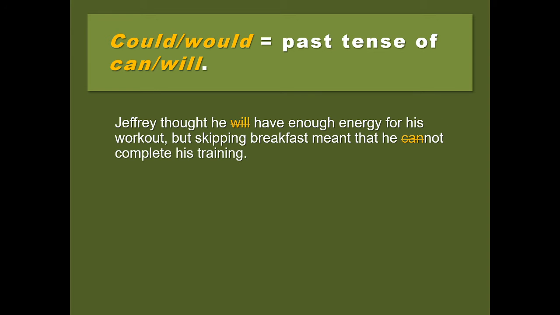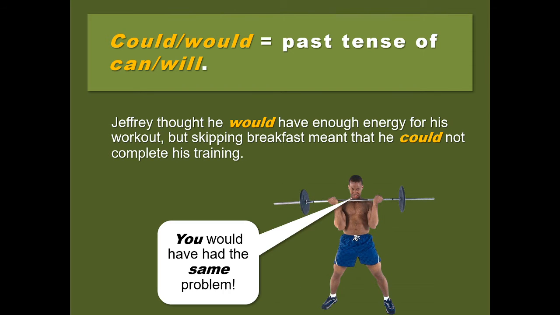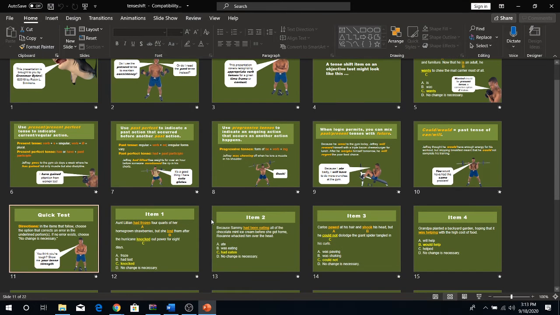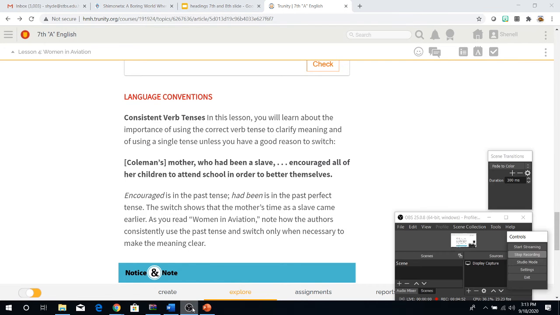So here are the changes that would have to be made. We would go with would instead of will and could instead of can. You would have had the same problem, he says. So, we're going to stop there. I hope that clears up a little bit about language conventions for you guys.